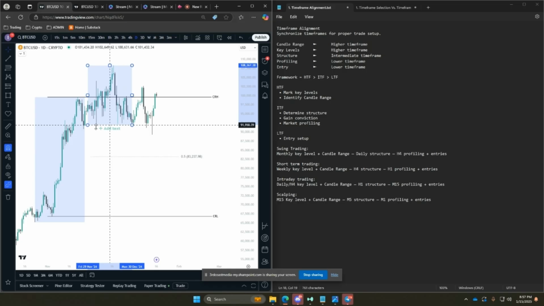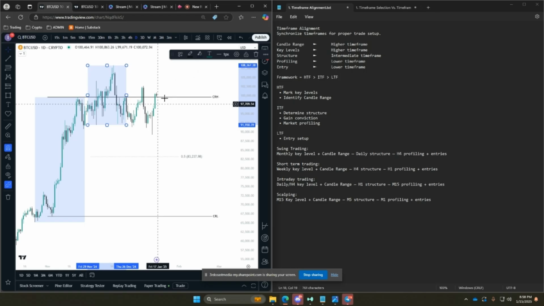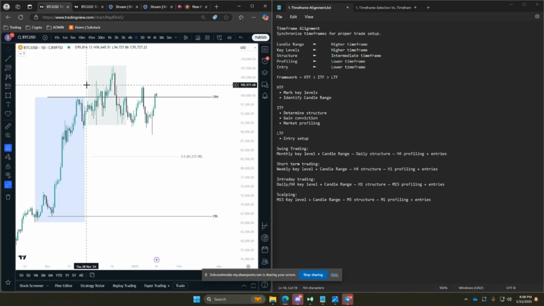We have this range. Let's say we change the color a bit. Okay, so we have this expansion upwards, and then we have this range. And right now, we're not quite sure what we have going on.